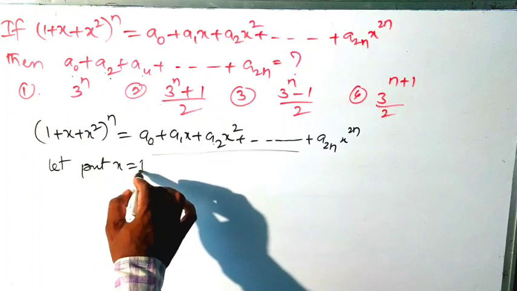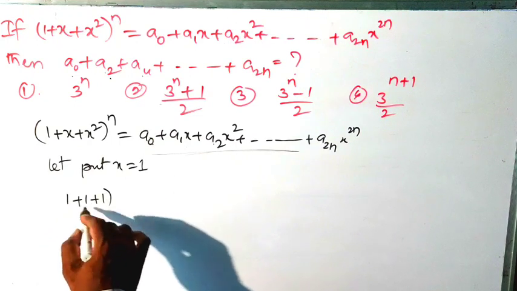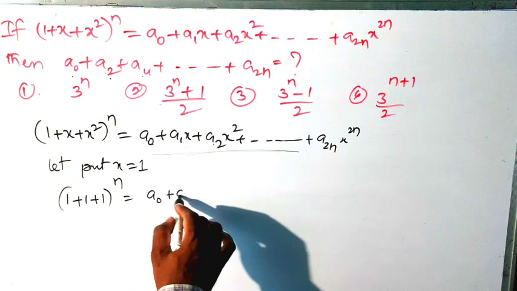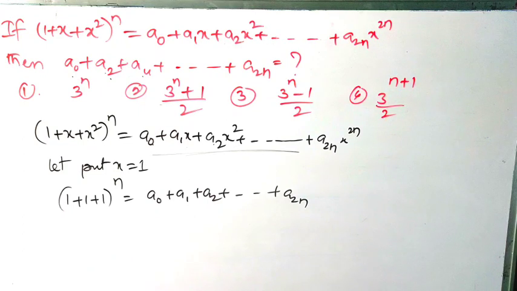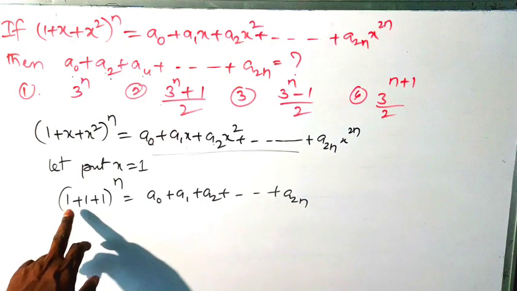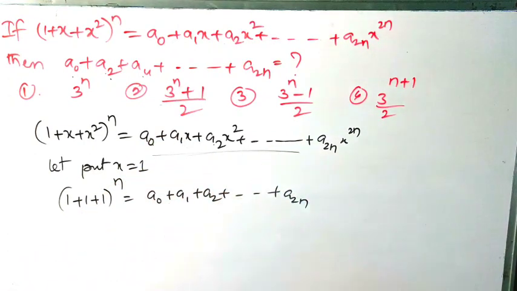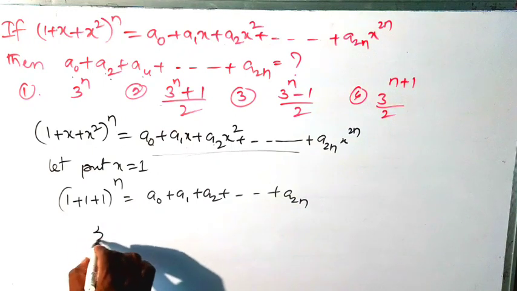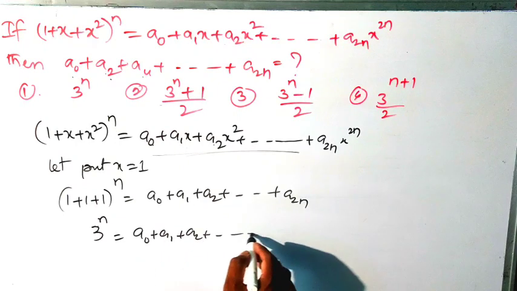Let us put x = 1. Then what do we get here? We get (1 + 1 + 1)ⁿ, that is nothing but a0 + a1 + a2 + ... + a2n. In place of x we substitute 1, so a1 into 1 is a1, a2 into 1 squared is again a2, up to a2n into 1 to the power 2n, which is also a2n. So 1 + 1 + 1 is 3ⁿ.